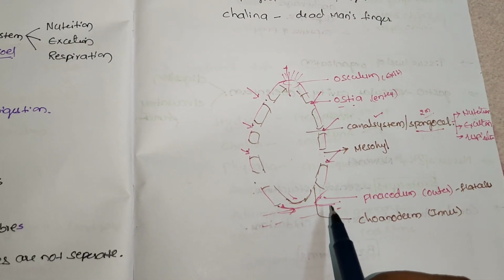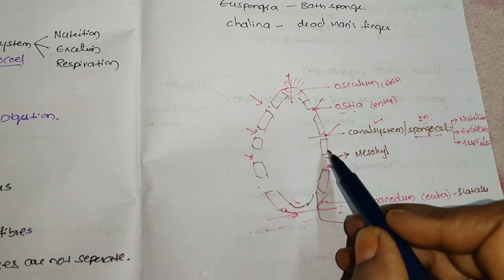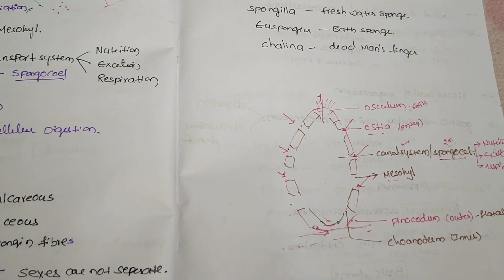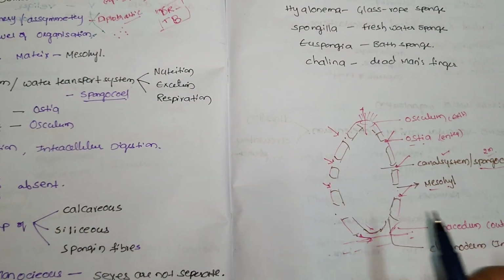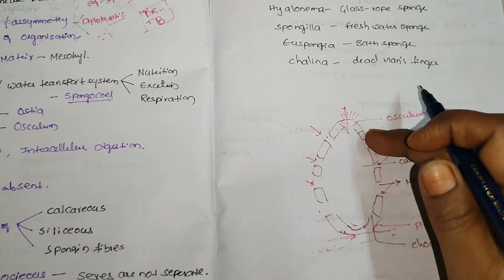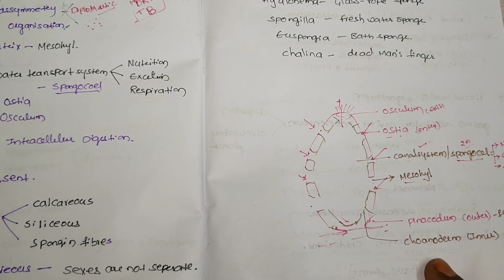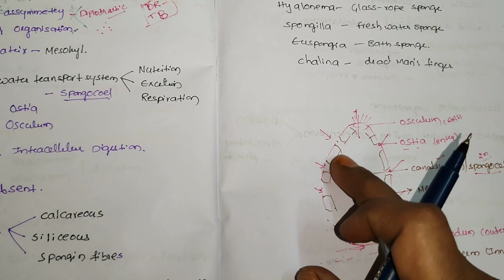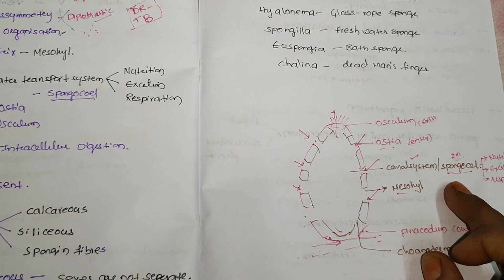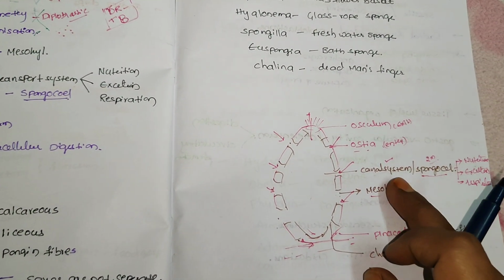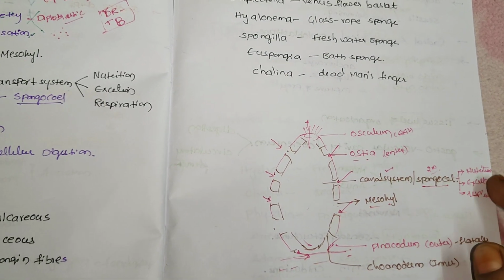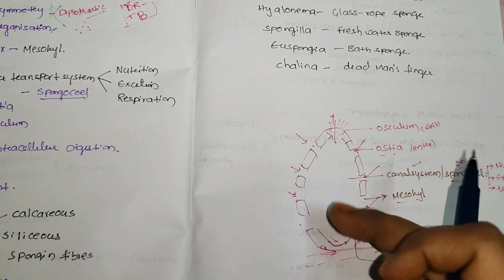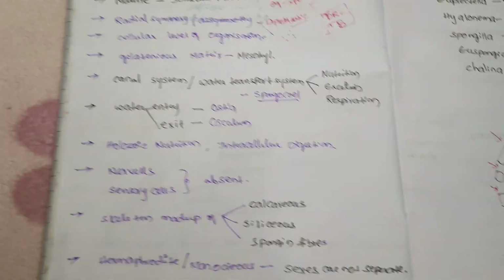In between the pinacoderm and choanoderm, we have a space called the mesohyl. This is the spongocoel, a vase-like structure. Outer is pinacoderm, inner is choanoderm, and between them the mesohyl is present. The space inside is called the spongocoel. Its special feature is the canal system, helping nutrition, excretion and respiration, with water entering from the ostia and exiting from the osculum.